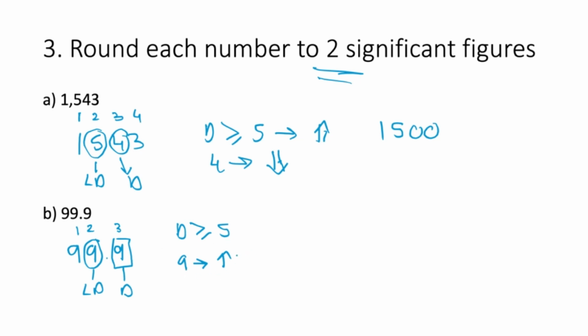It's going to turn into 0. It's going to turn into a 10, and then you carry over to the next number. So 90 plus 10. Then you add these two numbers, and that would give you 100.